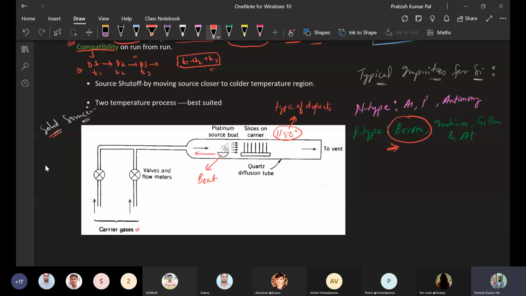Okay, so that will be at 1150 degrees centigrade temperature. If we are moving this source boat away from the higher temperature, then it will result in shutting down the diffusion process. So it will stop the diffusion process if we are moving the source boat to a colder temperature, or we call it a temperature lower than the temperature of this source slice. Okay, so this is how we can control.